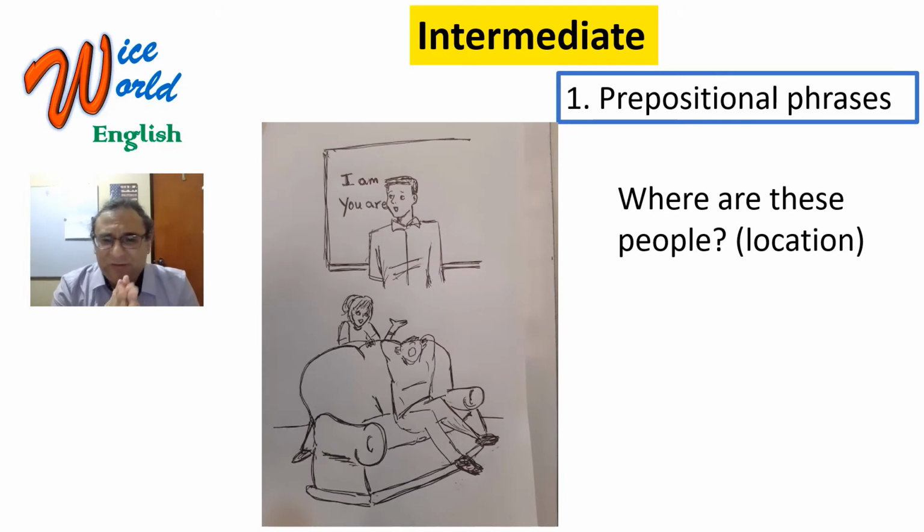The first thing that we need to remember is different prepositions. For example, where are these people? Look at the pictures, look at the objects around them. We have the board, the sofa, right? Where are these people? Very fast, pause the video and write your sentences.